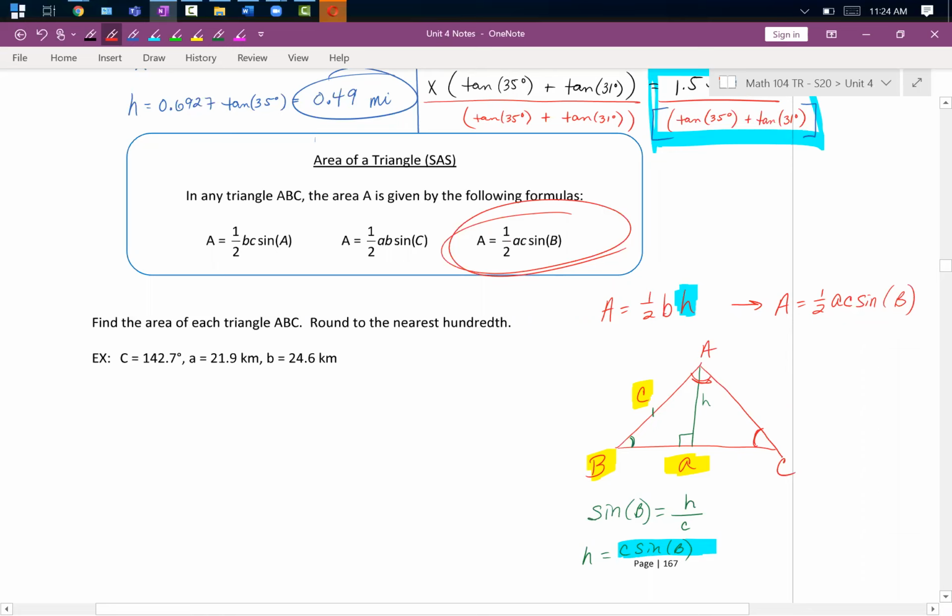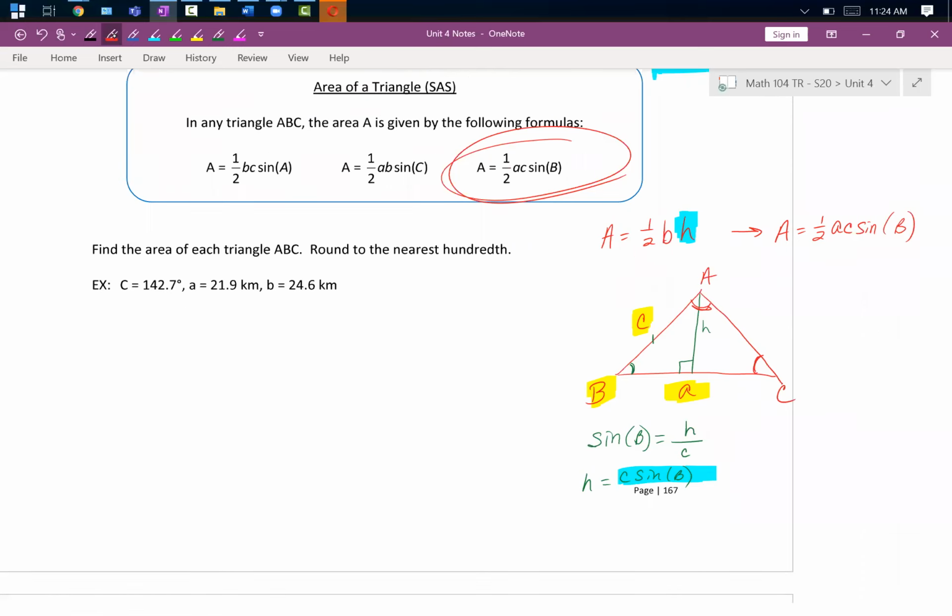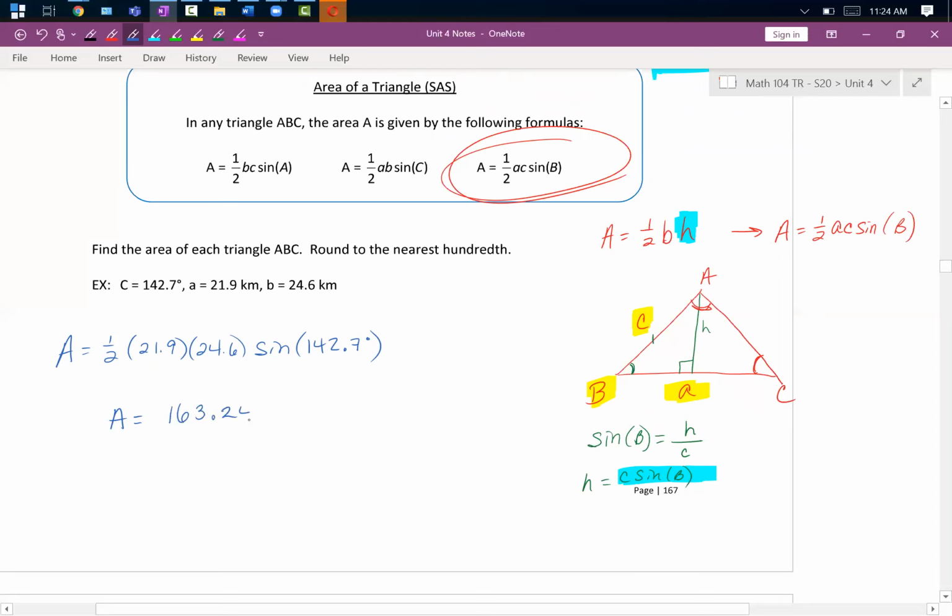All right, so let's find the area of the triangle, rounding our answer to the nearest hundredth. The area is going to be 1/2. I'm going to multiply the 2 sides together, and then it's going to be sine of the third angle. I say the third angle because the third side would be C, and then it's angle C. Then we just put it in our calculator. Rounding to the nearest hundredth, we end up with 163.24. And our unit is going to be square kilometers. We're squaring it because it's area.